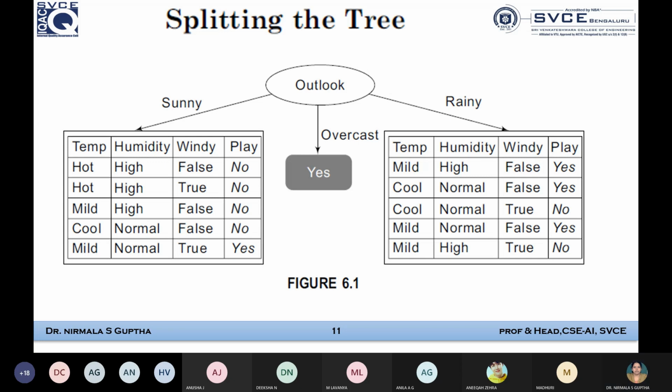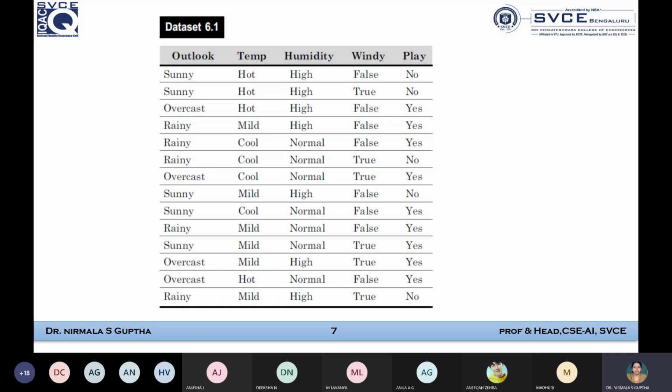Not in this table. To be frank, we need to look into the actual data set. Hot gives no: 2. See the value from the content of the slide I have displayed to you. How many no's are there corresponding to hot temperature? 2. How many yes are there for hot temperature? 2. Wonderful. Good answer.